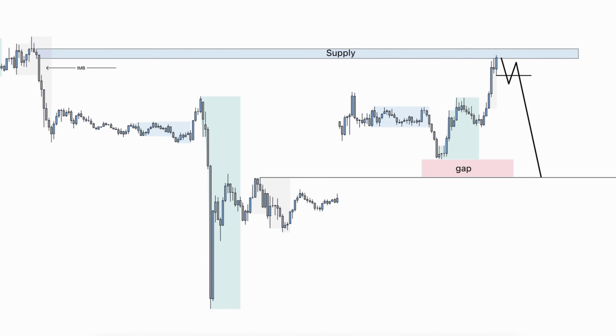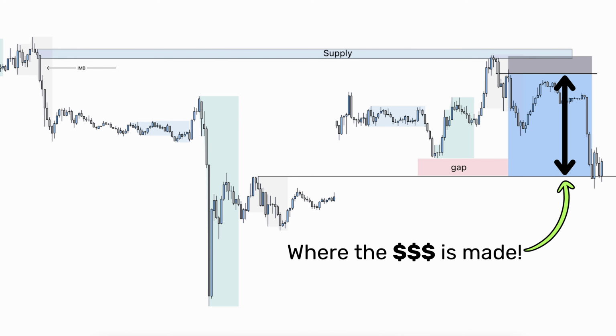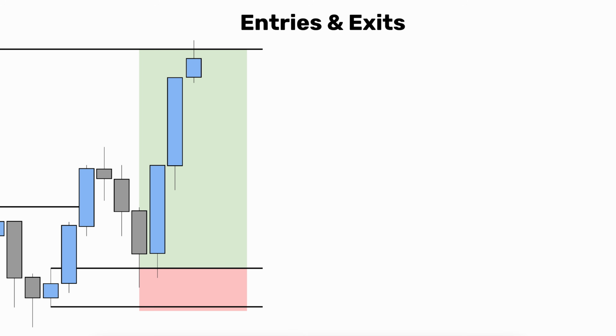Analysis is only one part of trading. The entries and the exits are what matter most, because it's this area here where the money is actually made. So in this video, we're going to talk through entries and exits.